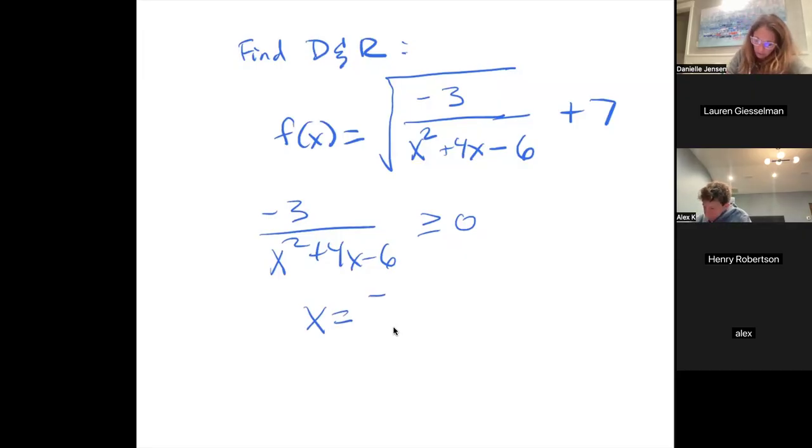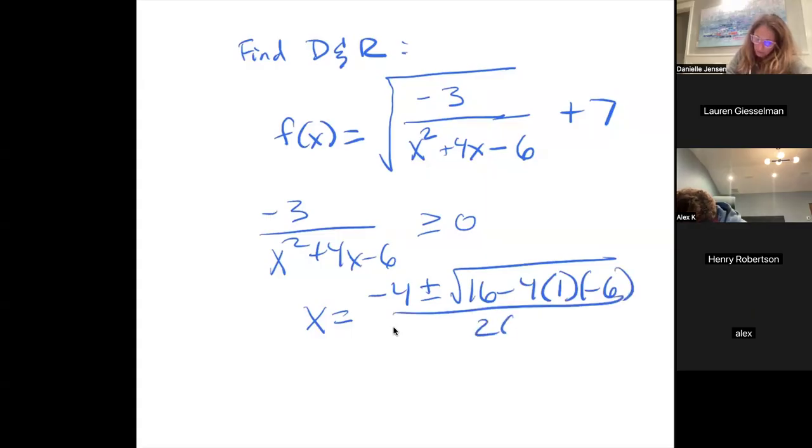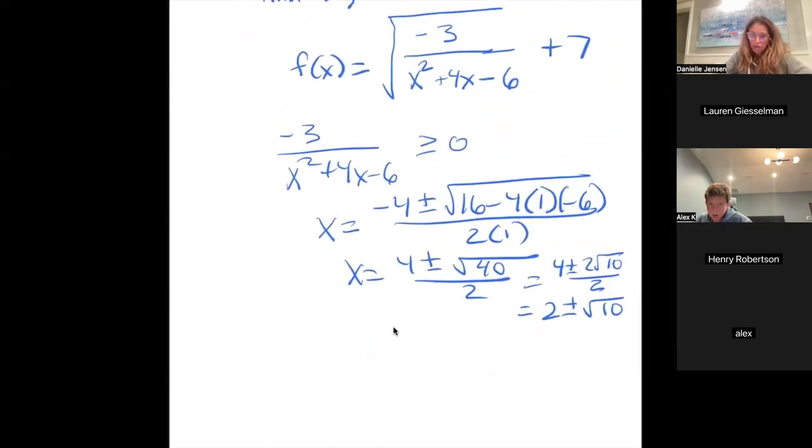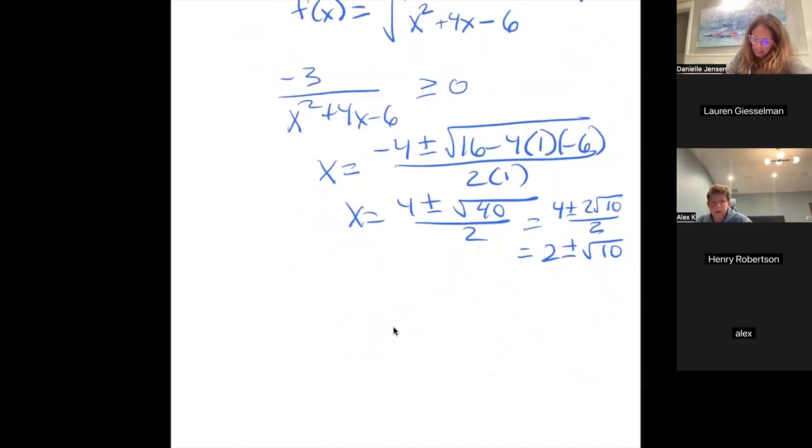So using the quadratic formula, negative b plus or minus the square root of b squared minus 4ac, over 2a. So we've got -4 plus or minus the square root of 16 plus 24, or 40. So this is -4 plus or minus 2 root 10 over 2, which is -2 plus or minus root 10. So that's where the denominator is 0. So again, with all quadratics, I think, okay, those are the x-intercepts of that parabola in the denominator.